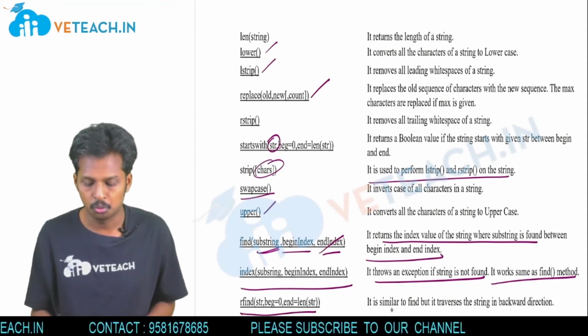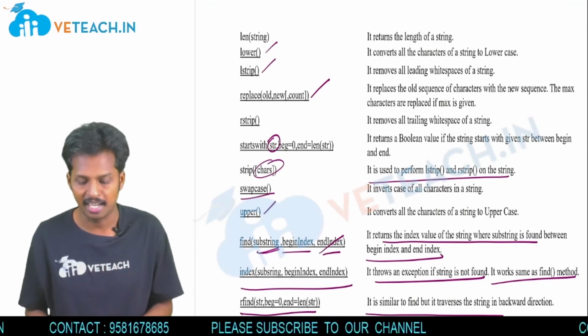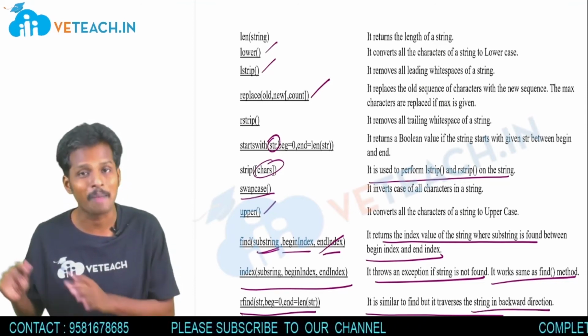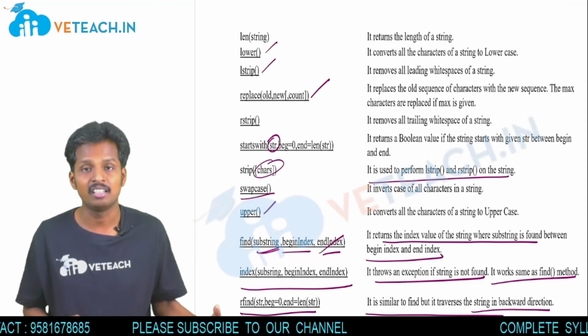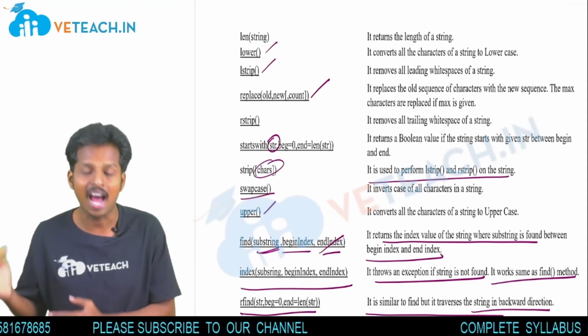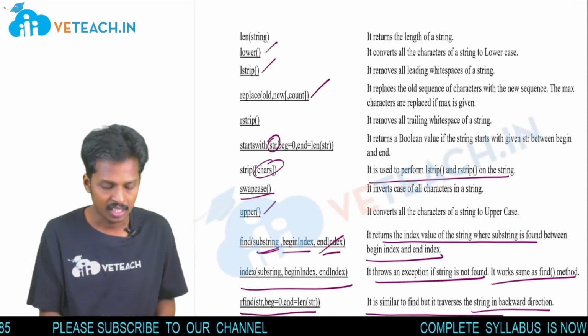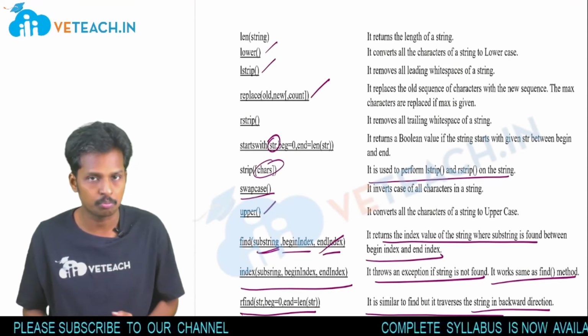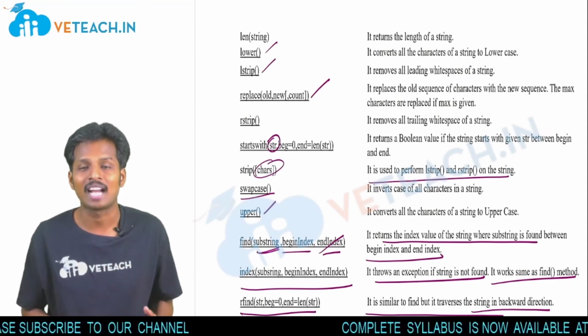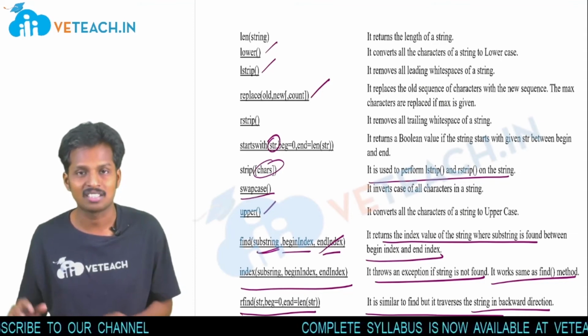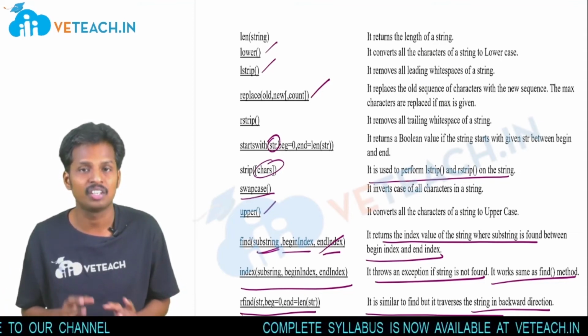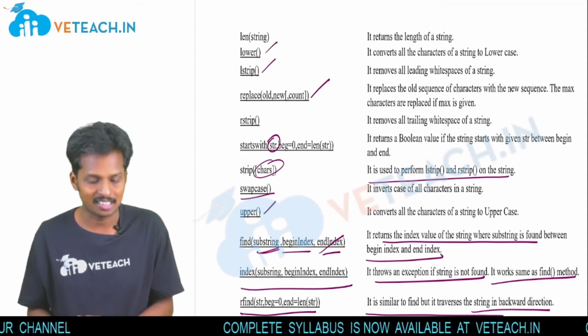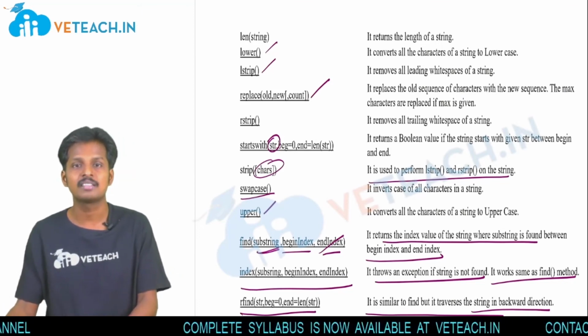rfind works the same way as the find method, but it traverses the string in the backward direction. Meaning in the previous case, find starts from the first index, whereas rfind is going to start from the last index. Next, rindex is also similar to the index method. It traverses the string in the backward direction. If it is present, it returns the index. If it is not present, it's going to raise an exception. Let's see the demonstration of all these methods.